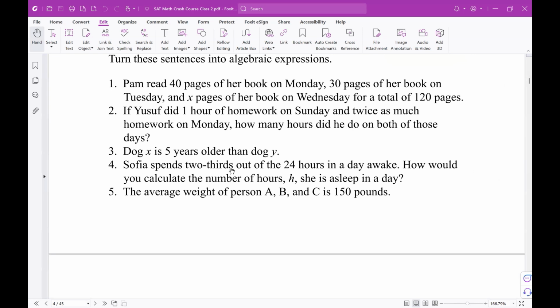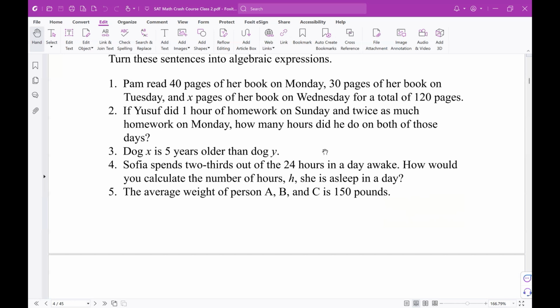Sophia spends two-thirds of the 24 hours in a day awake. How would you calculate the number of hours she is asleep in a day? First of all, you just need to simplify the problem. The time she is awake is basically two-thirds of 24 hours.